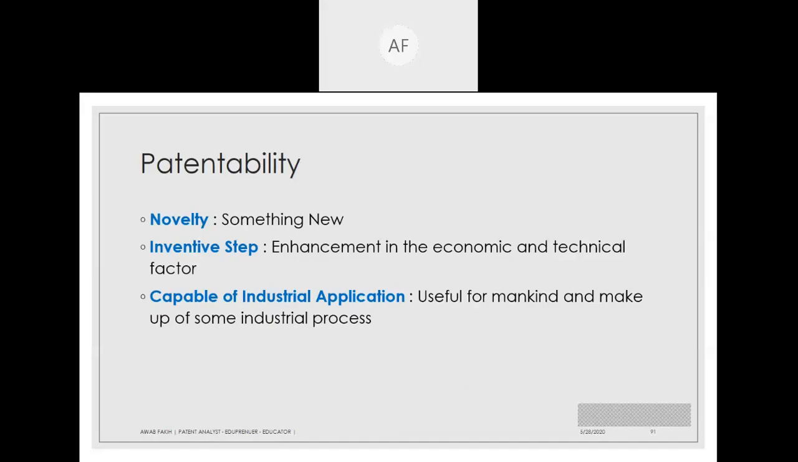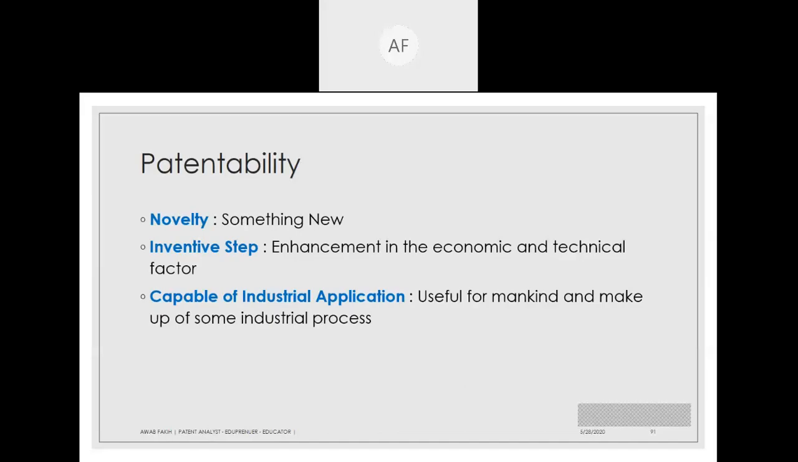And the third step is that it must be capable of industrial application. I'll say a golden statement for the third. It must be useful for humankind. Directly or indirectly. It shouldn't be such an application that it does not give benefits to humankind. It should have some industrial process involved, like alkalization, or you can say any chemical process, or anything.